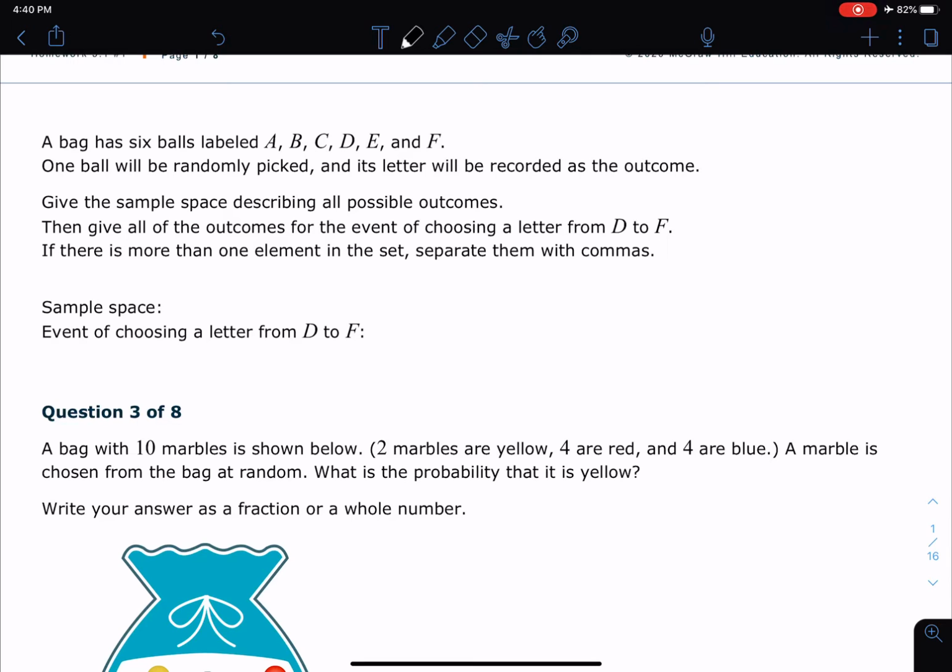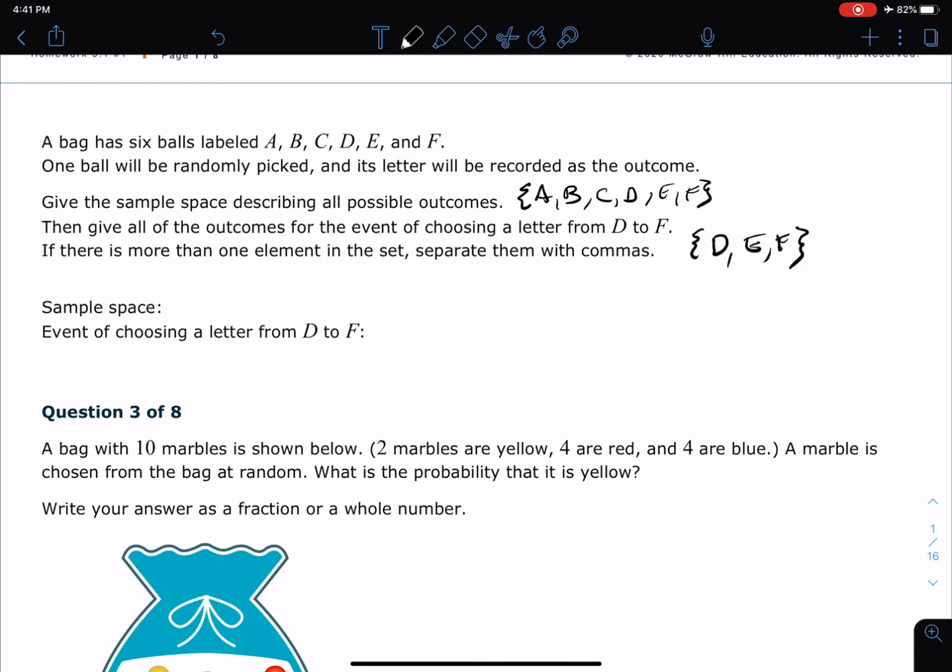It says, give the sample space describing all possible outcomes. Well, all possible outcomes on this would be, you can get an A, a B, a C, a D, an E, and an F. That's the actual sample space. Then give the outcomes for the event of choosing a letter from D to F. Well, that's just going to be D, E, F.